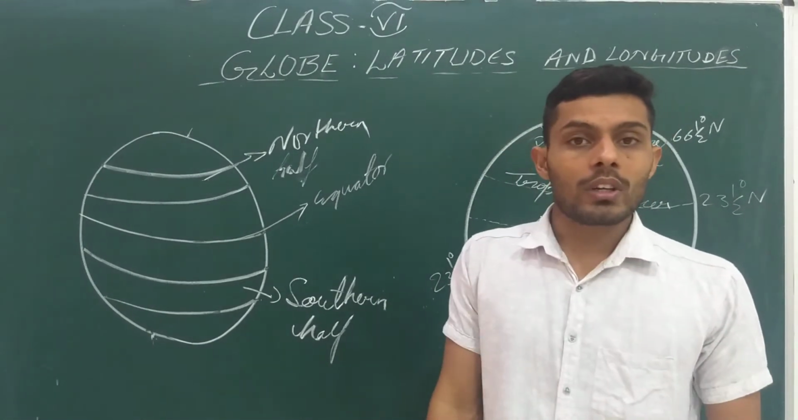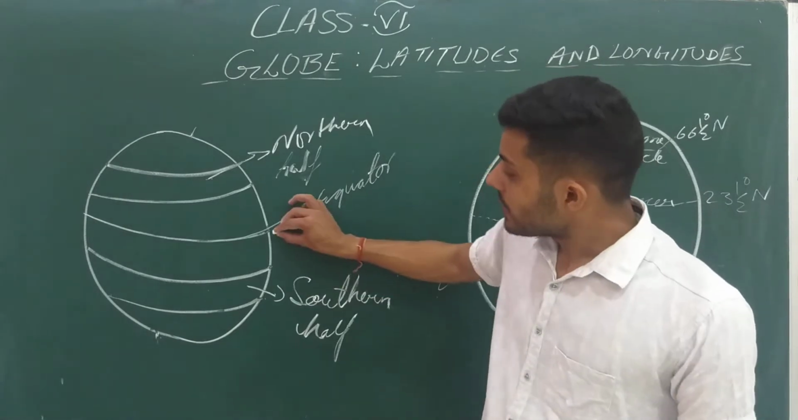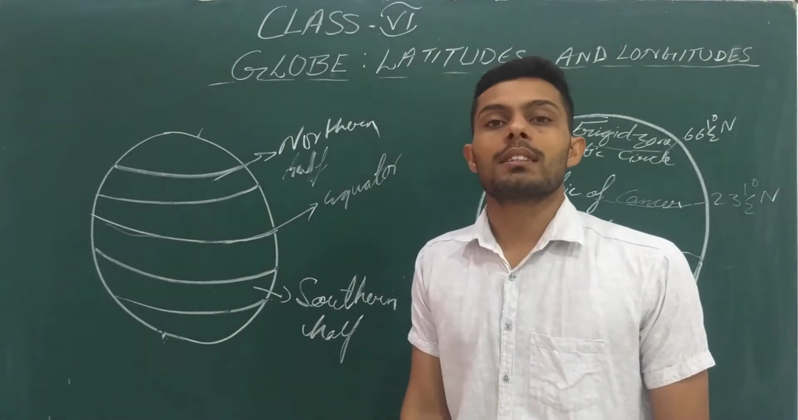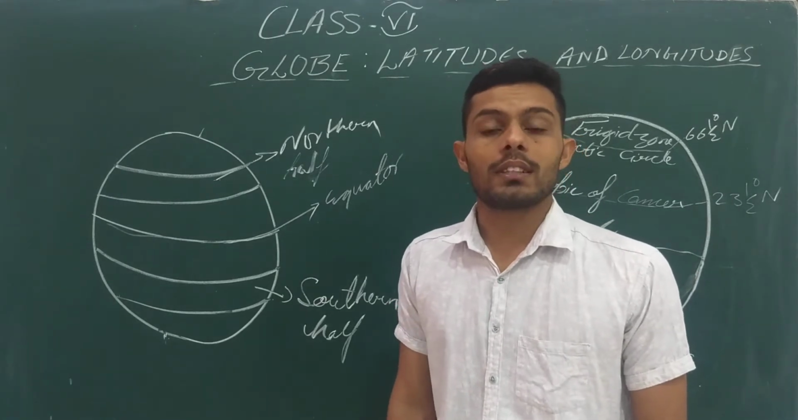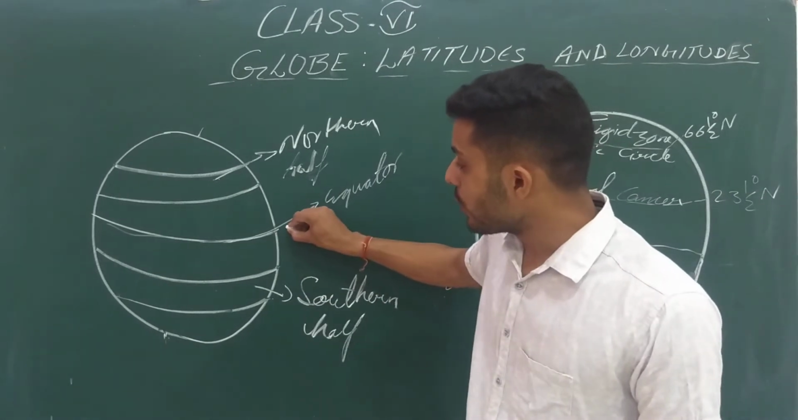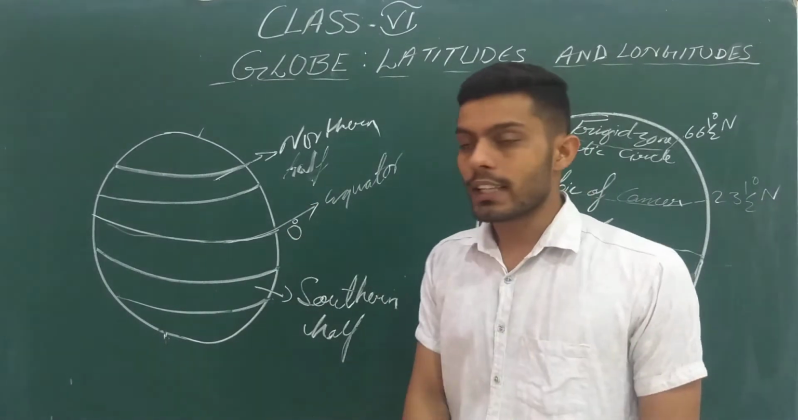Now, how can we locate things? This is the middle portion, an imaginary line passing through the earth's surface, which divides the earth into two equal halves. It has a value of 0 degree.